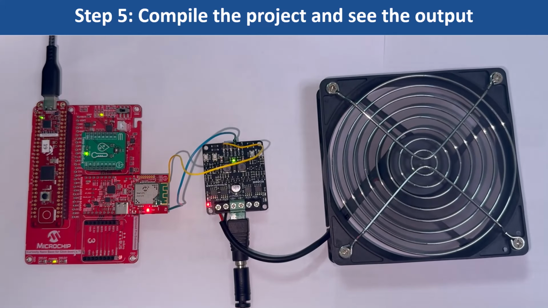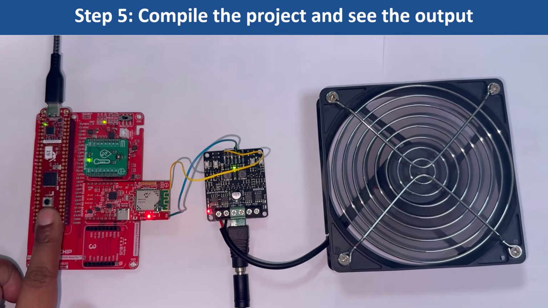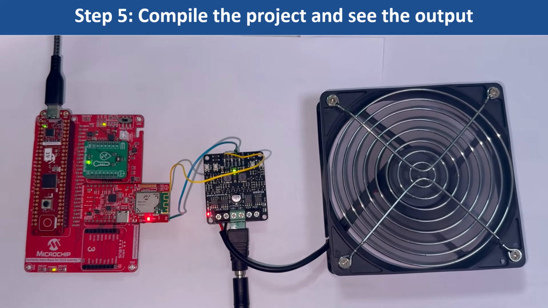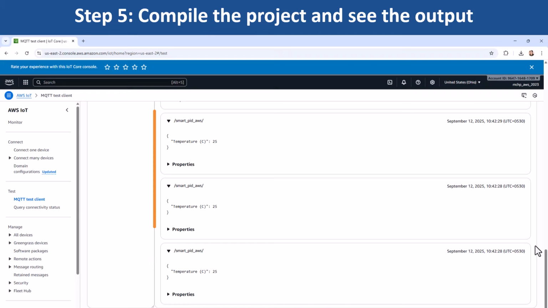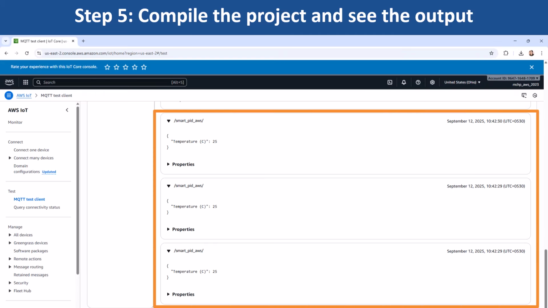When the terminal message appears, simply place your finger on the touch button of the Curiosity Nano board. Immediately, temperature readings from the sensor will be published to the AWS IoT Core. Here, you can see the live data streaming in the MQTT client. By default, the demo runs in automatic mode.